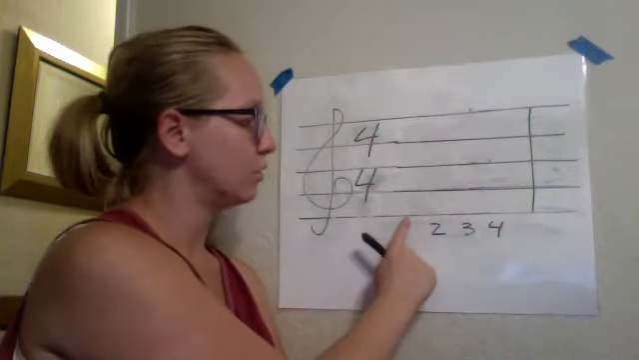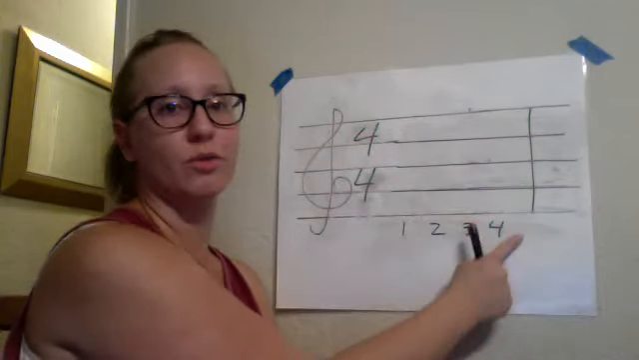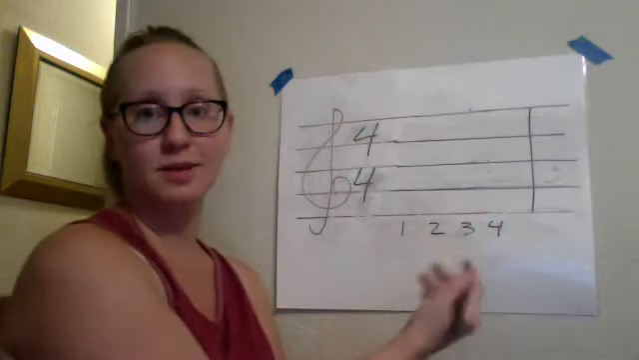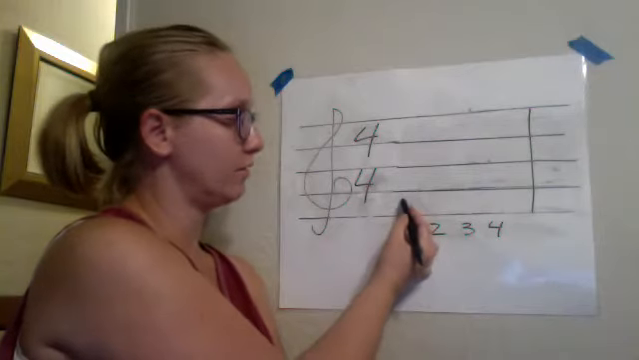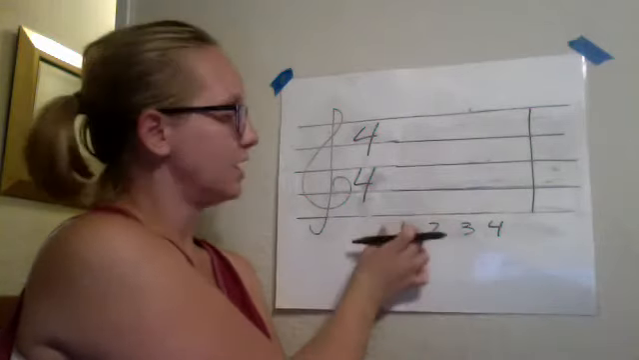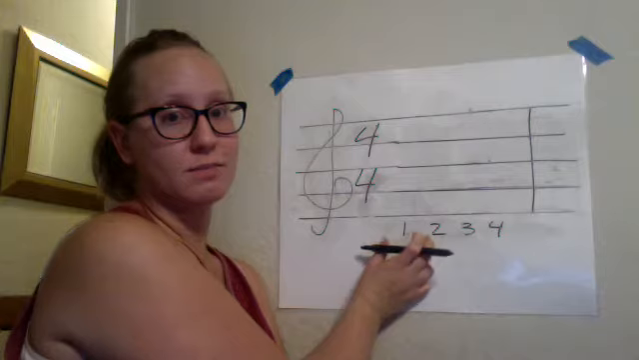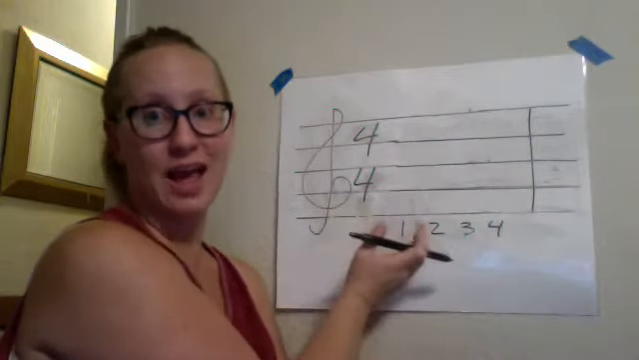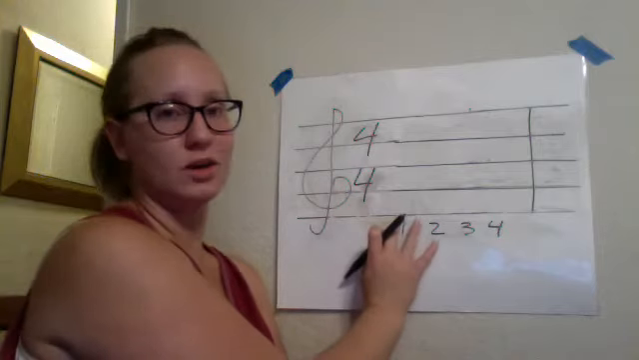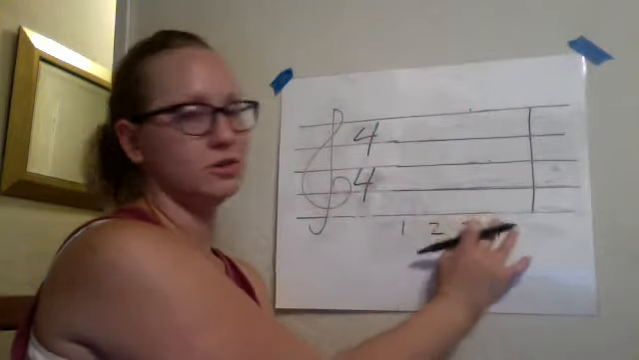So 1 quarter note, 2 quarter note, 3 quarter note, 4 quarter note. The last thing that could be in this measure with what we've learned so far is eighth notes. And it's a half a beat, so each of these beats could have 2 eighth notes because there's a half a beat in each eighth note. So 2 here, 2 here, 2 here, and 2 here.